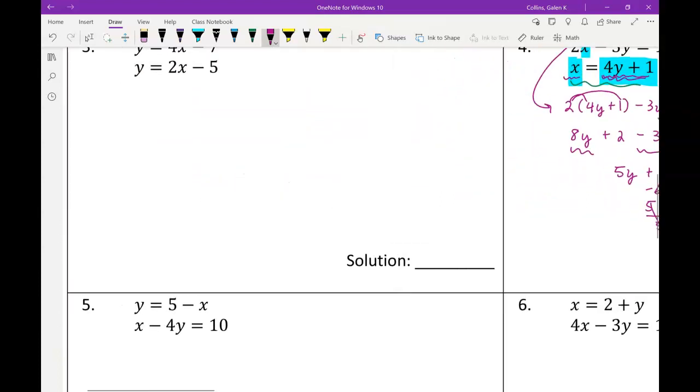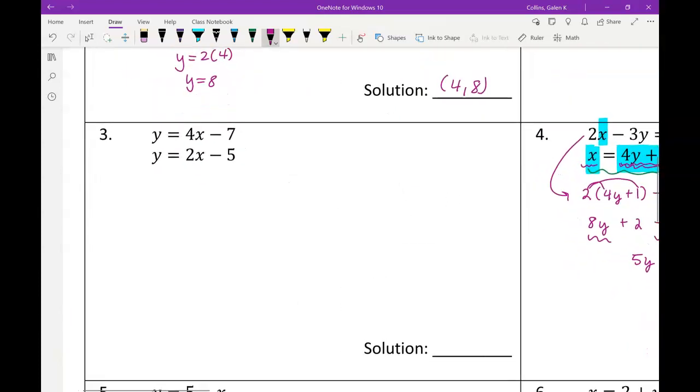Okay, I'm not going to work all of these out, but let's look at number 3 to help us get started. I notice that we have 2 equations where y is isolated, and in each equation we have a different expression for y. So the substitution that we could do is just replace one of our y's with one of the other expressions. So I could write 2x minus 5 equals 4x minus 7 when I substitute 2x minus 5 for the other y in the other equation.